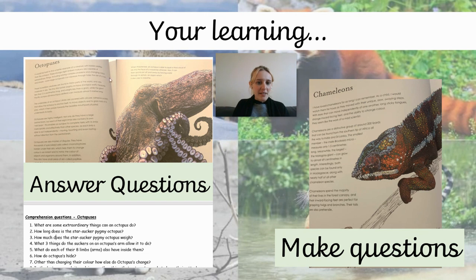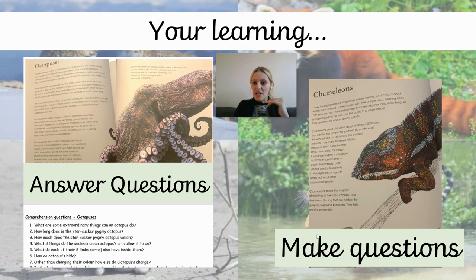You are going to have some snippets from the text, and the first part of the learning is to answer the questions. You've got comprehension questions, so you've got to read it all through thoroughly, and then they're retrieval questions, so you should just be able to grab the pieces of information. What are some extraordinary things that octopuses can do? So you have a look at the first paragraph.